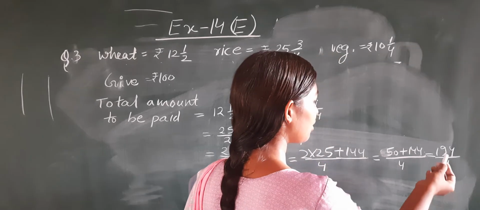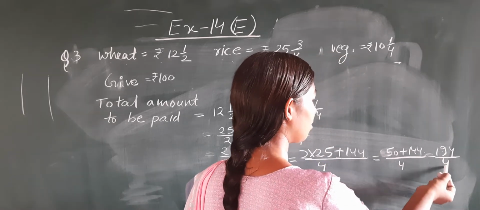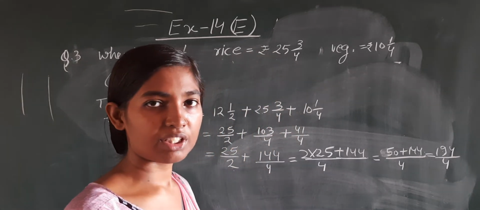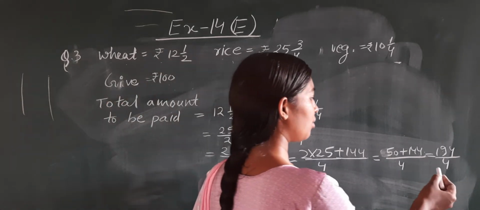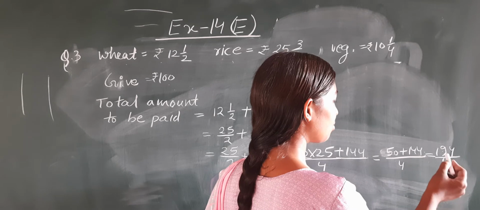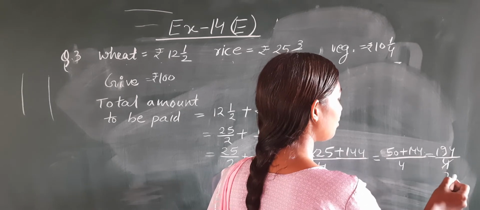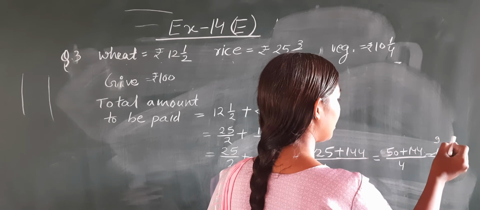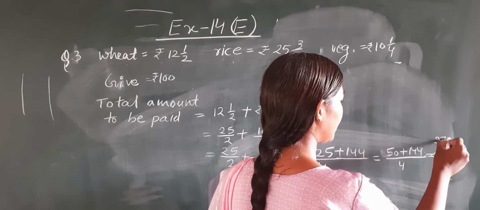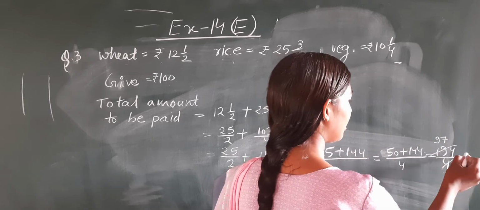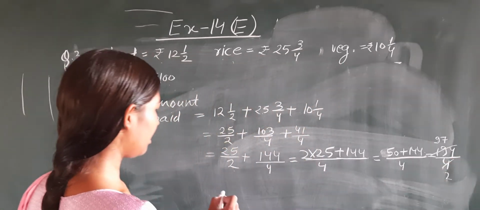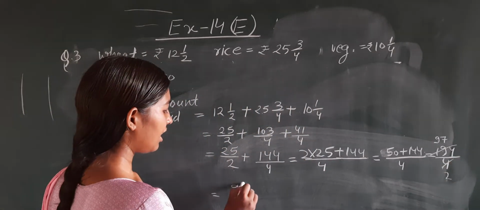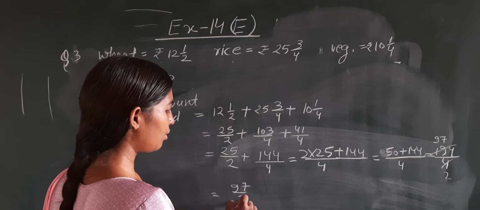You can see these two are even numbers, so it can be cancelled with the 2 table. So you can cancel this one with the 2 table. 2 2s are 4, 2 9s are 18 and 2 7s are 14. Now it will not cancel any further, so the answer is coming here 97 upon 2.